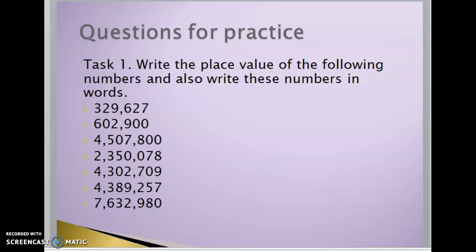In the next tutorial, we will discuss the expanded form of 6-digit numbers and 7-digit numbers.